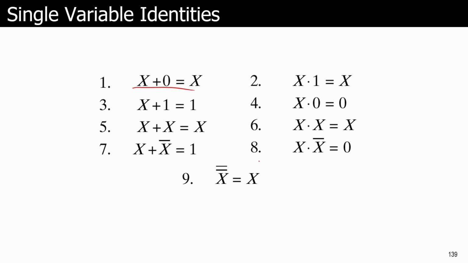And identity 8 works very similarly, except if you AND a value by its complement, you will get 0. And then if you do the complement of a complement, you get the original value itself. Note that I use the terms complement and not interchangeably.